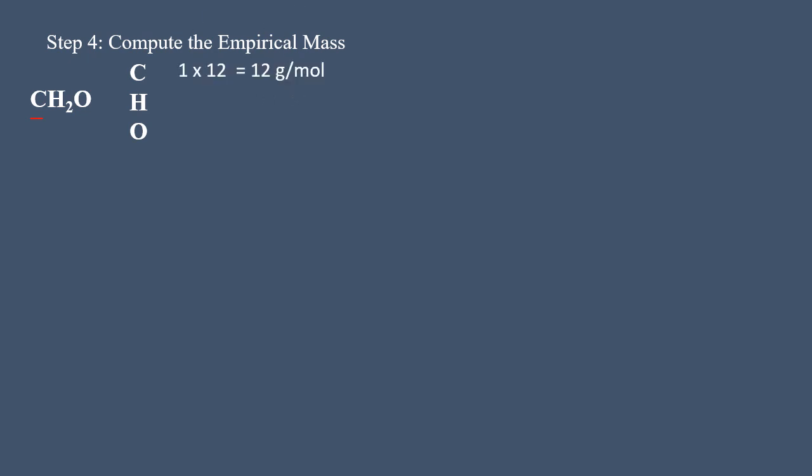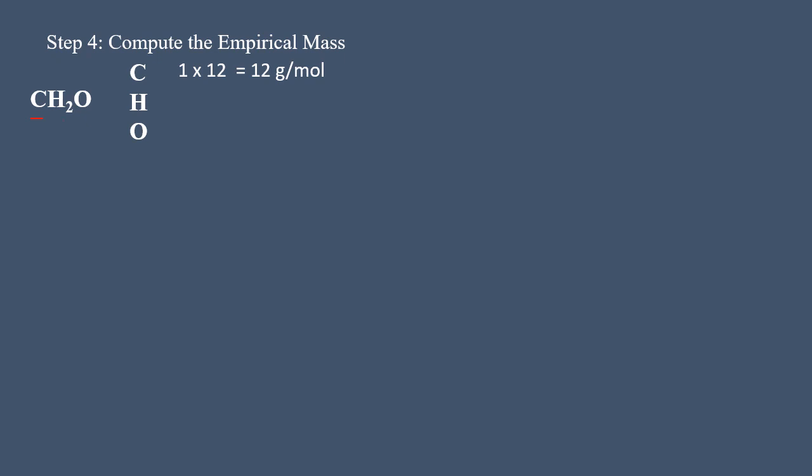After the derivation of the empirical formula, compute the empirical mass. In computing empirical mass, we follow the same procedure in calculating molar mass. And the empirical formula we have obtained a while back is CH2O. So to compute for the empirical mass, we have to multiply the number of atoms of that particular constituent with its atomic mass. So for carbon, we have one atom of it multiplied by 12, which is the atomic mass, will give you 12 gram per mole.